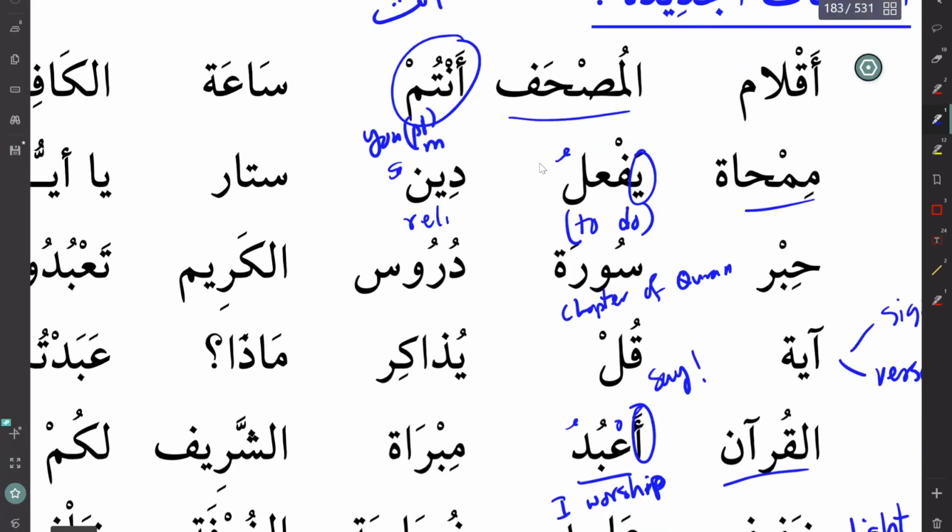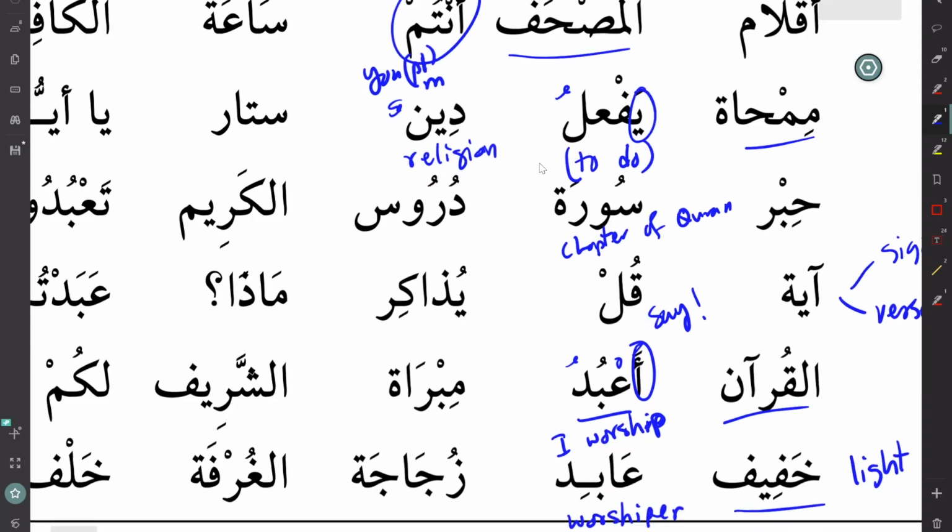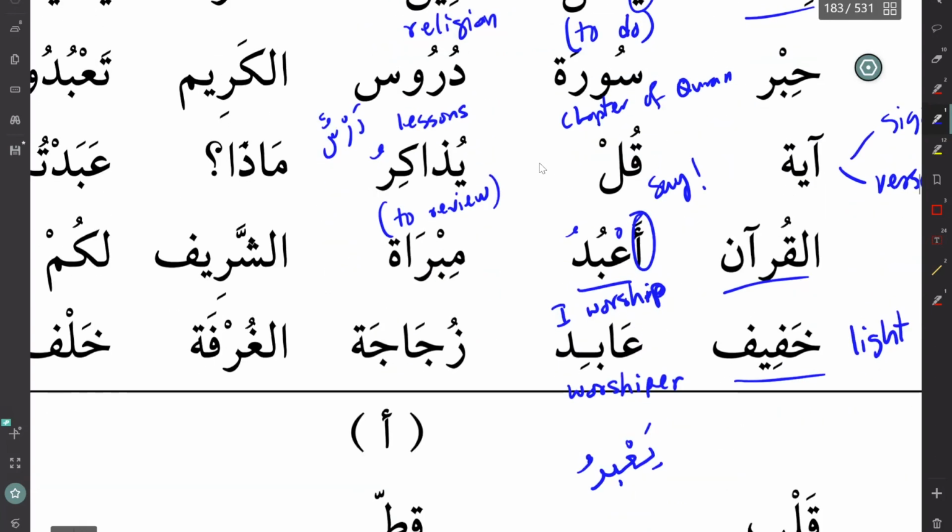Now, deen is religion. Dinun is religion. Okay. Durus, and we talked about durus. Durus is lessons, and the singular is dars, darsun, which is a lesson. Yudhakiru is a verb, to review. Mibratun, mibra is what? Sharpener. Pencil sharpener. You understand?